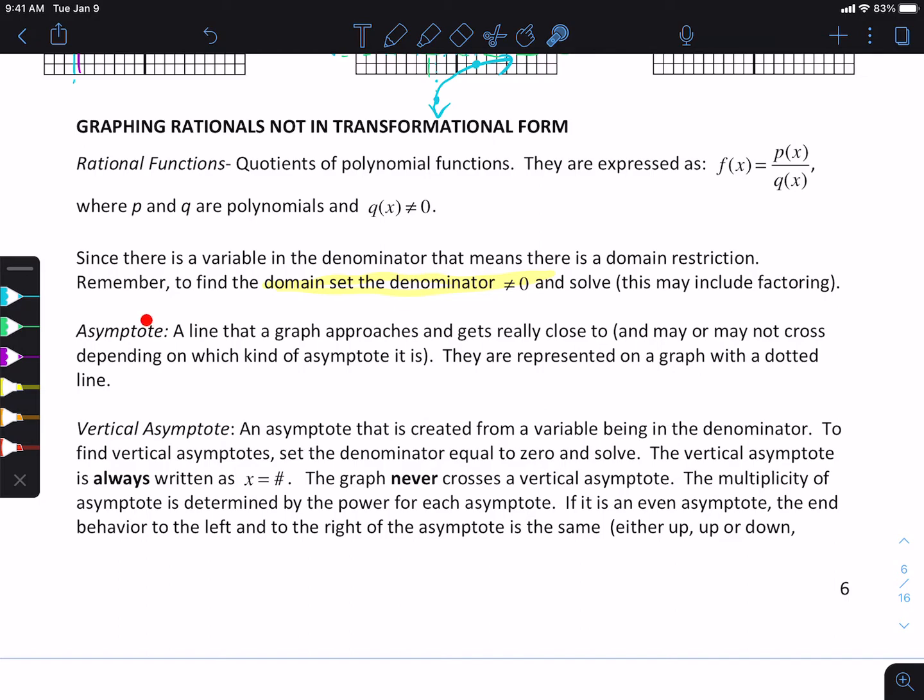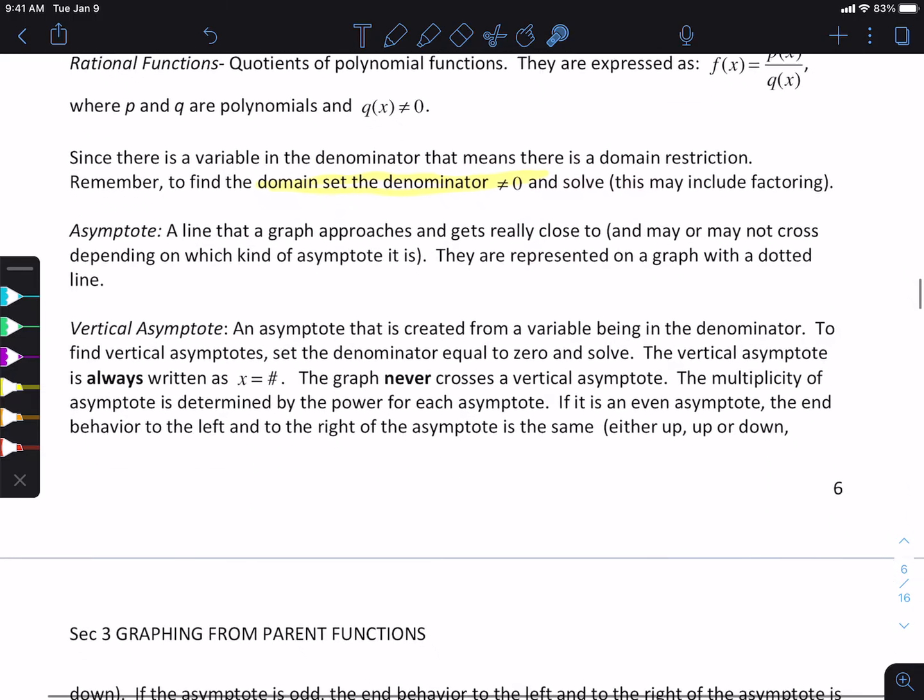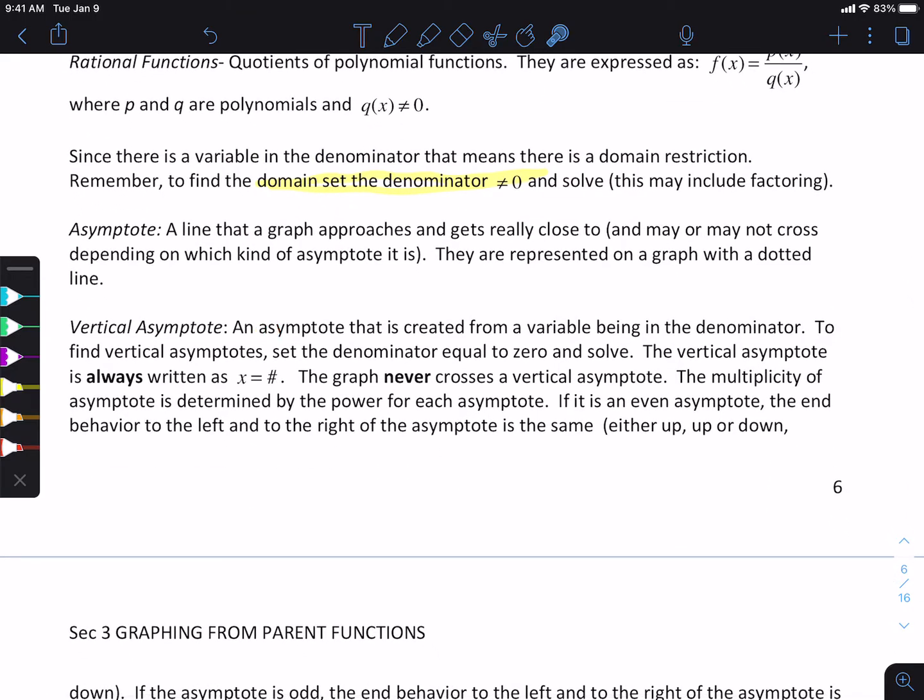Okay? We've been working with asymptotes, but remember, asymptotes are where the graph approaches and gets really, really close to, and depending on what kind of asymptote it is, it may or may not cross it. You never cross vertical asymptotes. Our vertical asymptote comes from a variable being in the denominator.